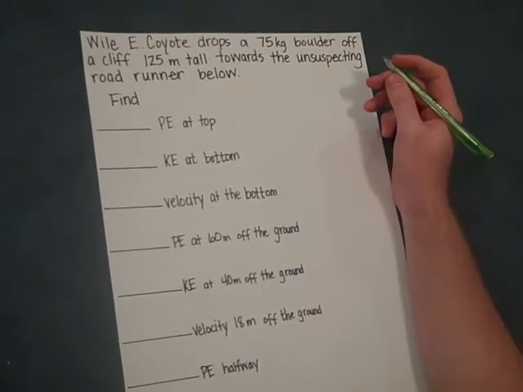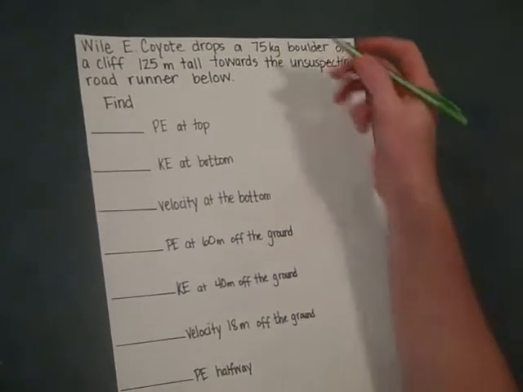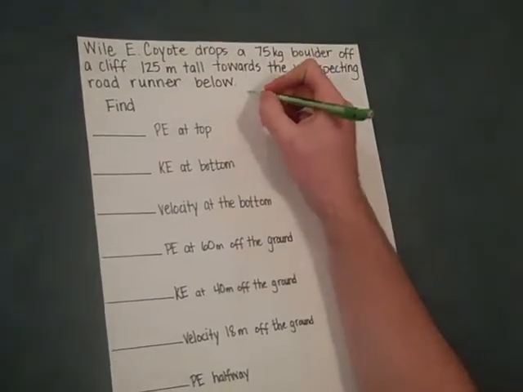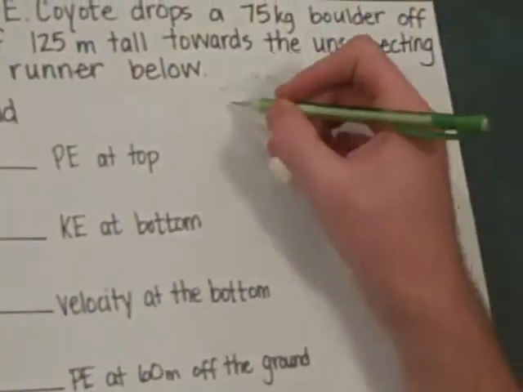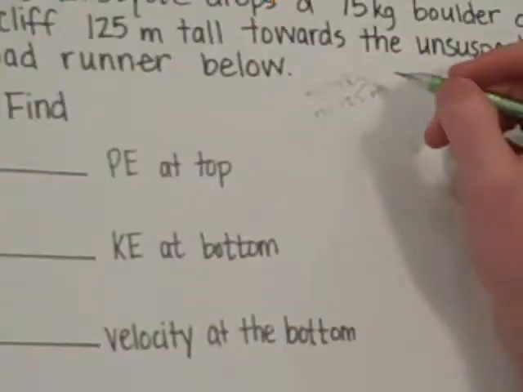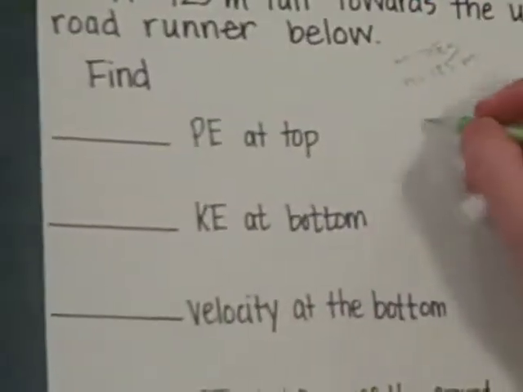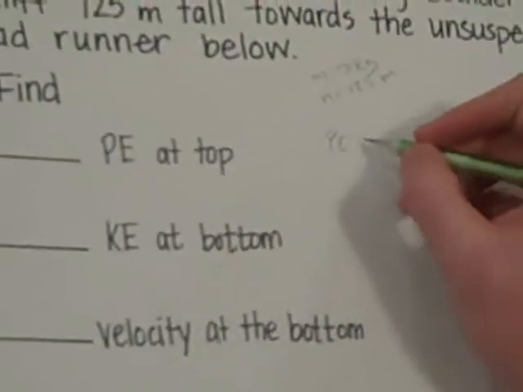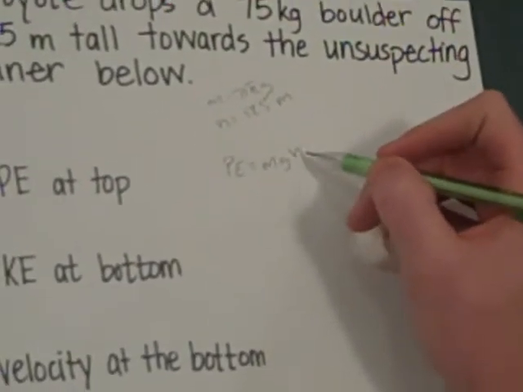Alright, I'm going to show you guys how to do the Wiley Coyote problem for physics. First we know that the mass equals 75 kilograms and the height equals 125 meters. First thing we have to solve for is the potential energy at the top. For that we use the formula potential energy equals mgh, which is mass times gravity times height.